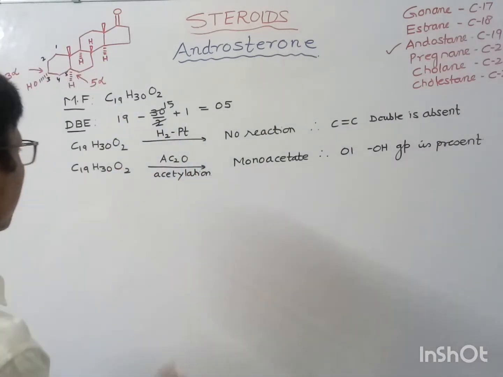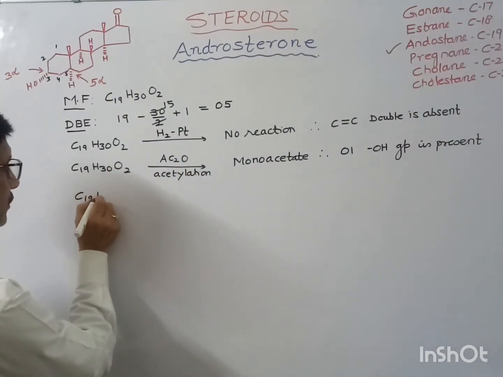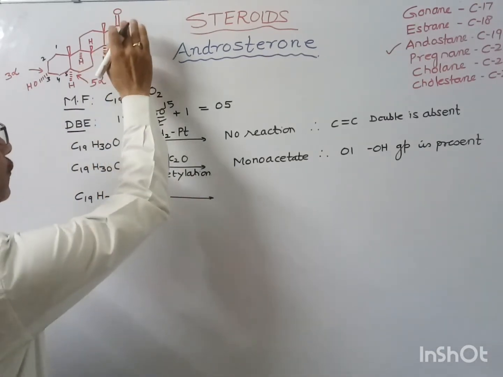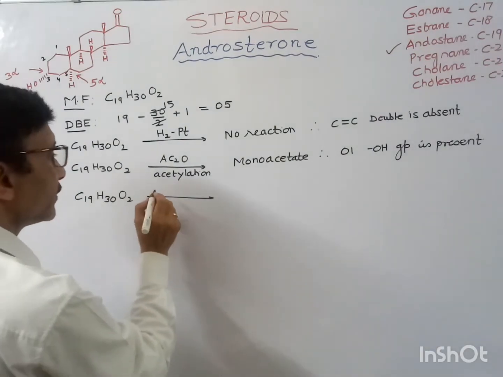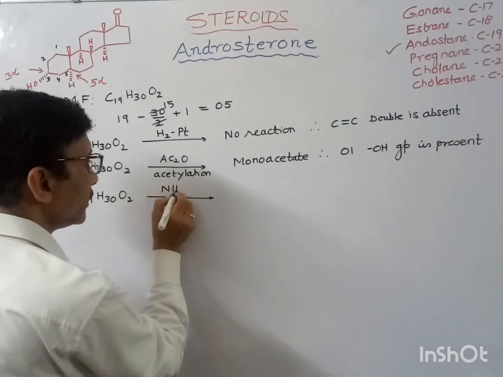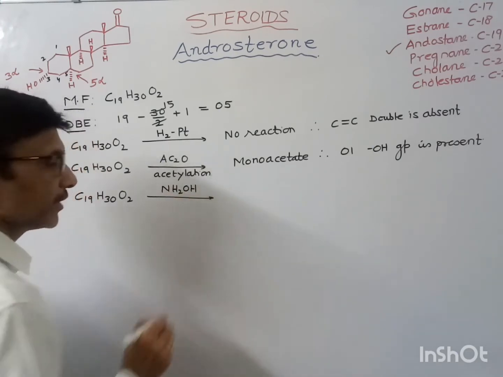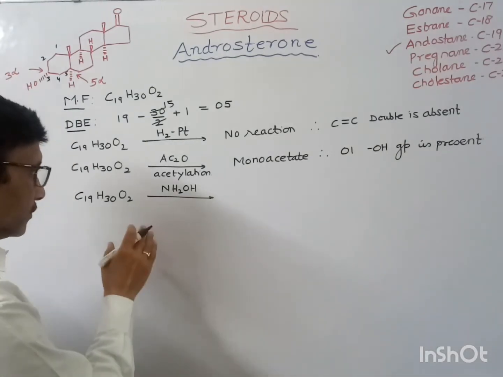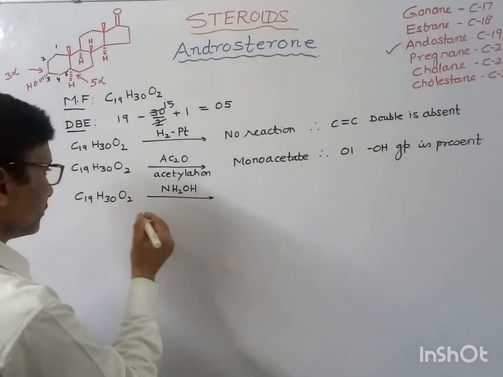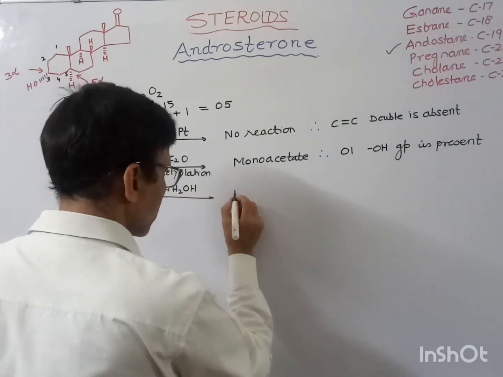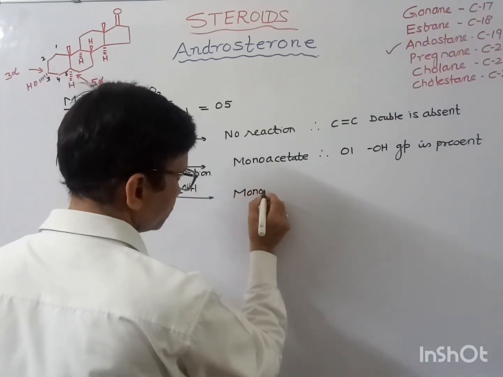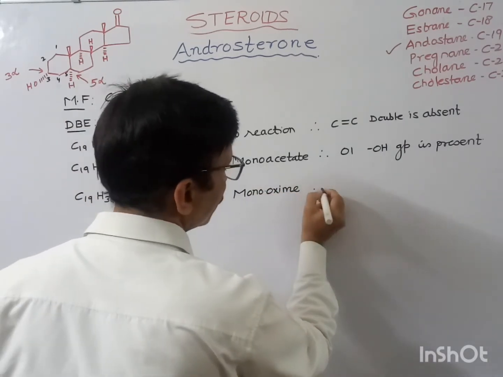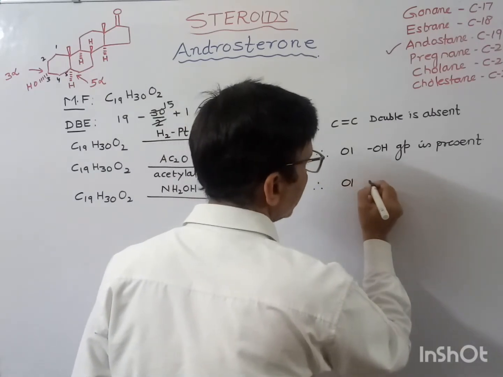Okay, now the third one. When androsterone was treated, for the determination of the keto group, with hydroxylamine or phenylhydrazine, or we can treat it with dinitrophenylhydrazine, the DNP test may be done, the monoxime was formed. So therefore, it contains one keto group.